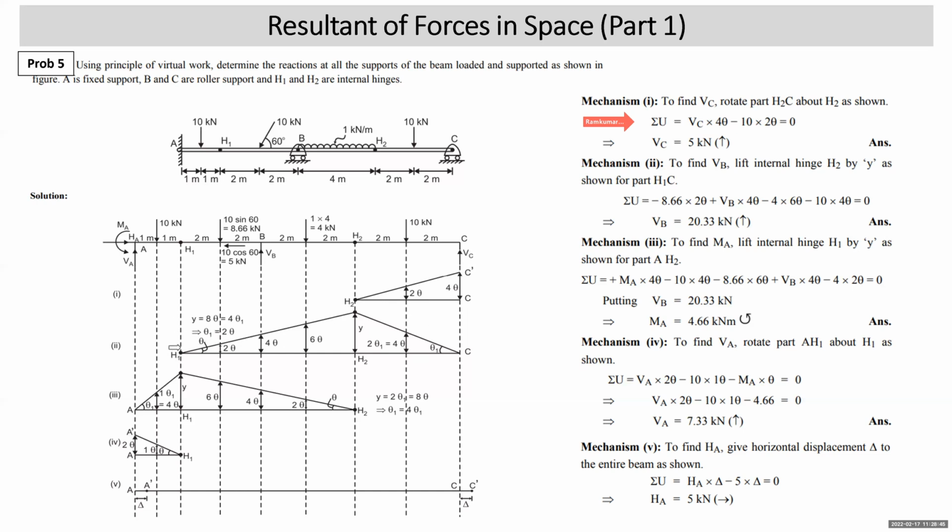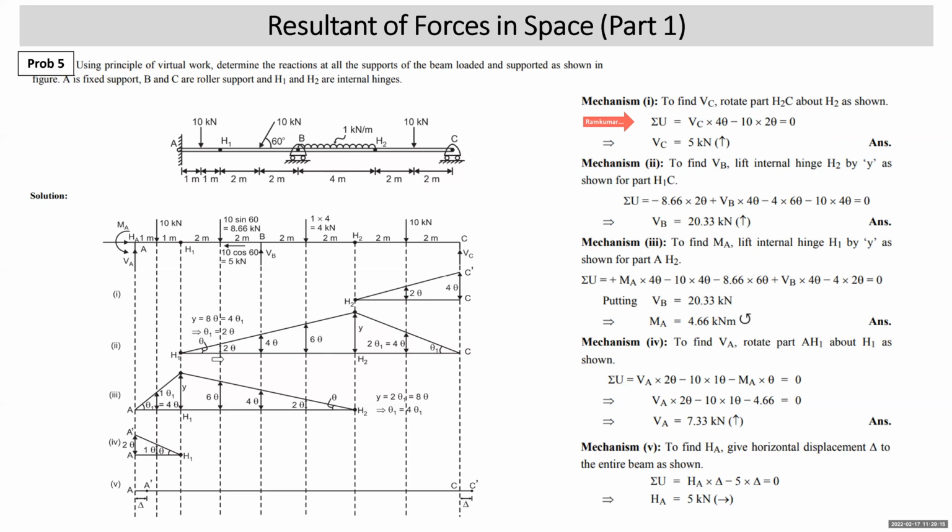Then in the next mechanism 2, we have split the beam at H1, so the left hand side AH1 has not been considered. You are just pulling the internal hinge H2 by a small virtual displacement y, so that the right hand side part H2C is rotated about C by small angle theta 1, and H1H2 is rotated by small angle theta. Y from the left hand side is equal to 8 theta, from the right side it is equal to 4 theta 1, so theta 1 is equal to 2 theta.